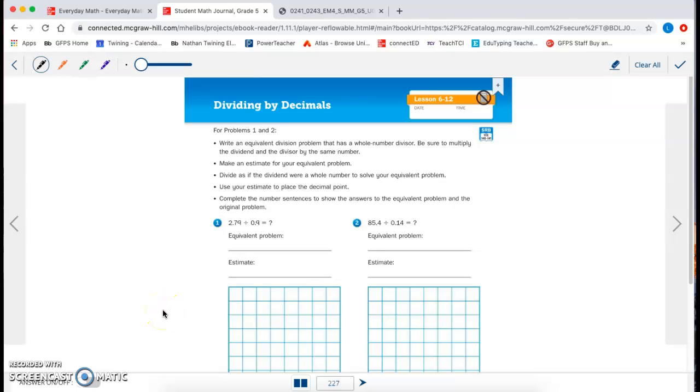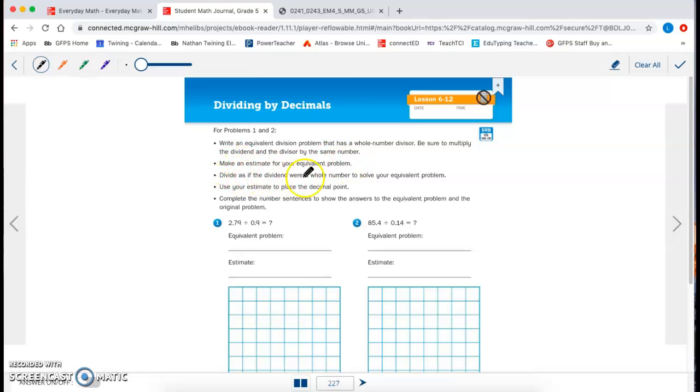Good morning, fifth grade. We're going to take a look at dividing decimals. Now this time, instead of dividing a decimal by a whole number, we're going to be dividing two decimals by each other. So it says for problems 1 and 2, write an equivalent division problem that has a whole number divisor. Be sure to multiply the dividend and the divisor by the same number. Make an estimate for your equivalent problem.